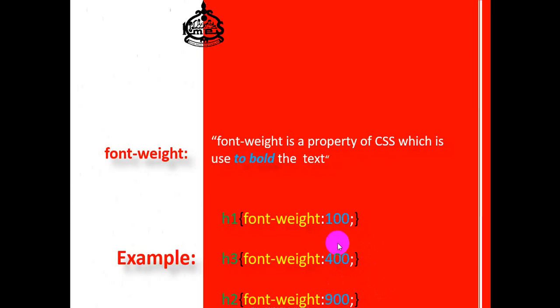So what is 400? 400 means normal text. Students, try to understand what font weight colon 400 is. The 400 value is normal text, or normal font boldness. The lightest one is 100 and the highest one is 900, and the normal is 400.